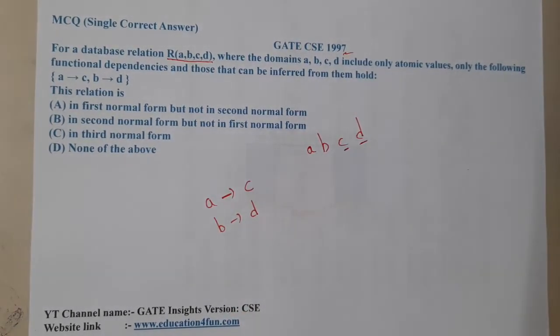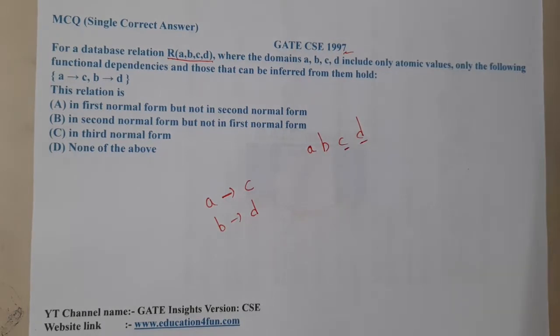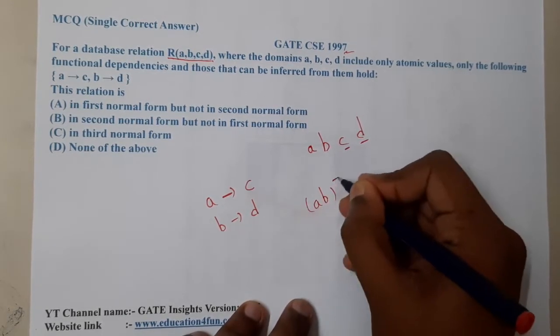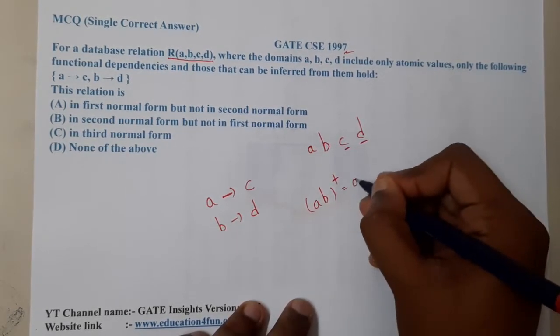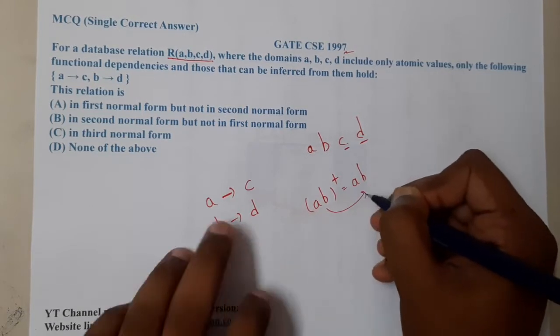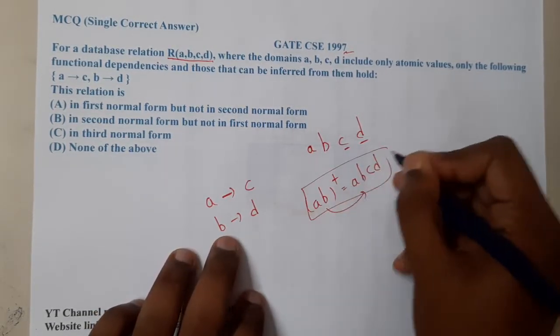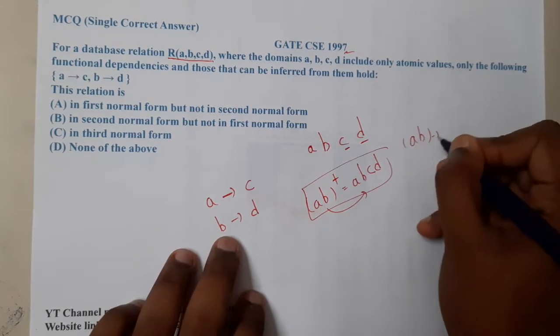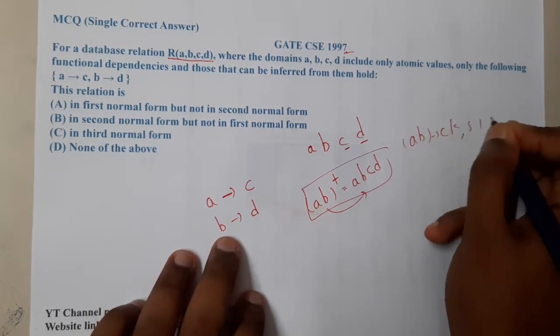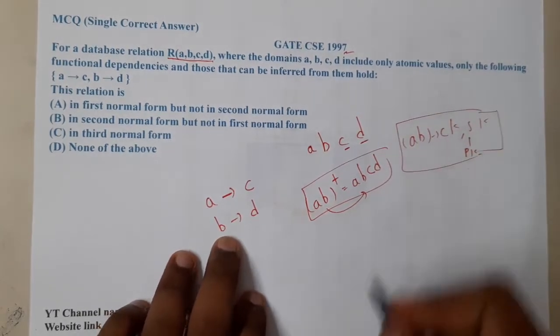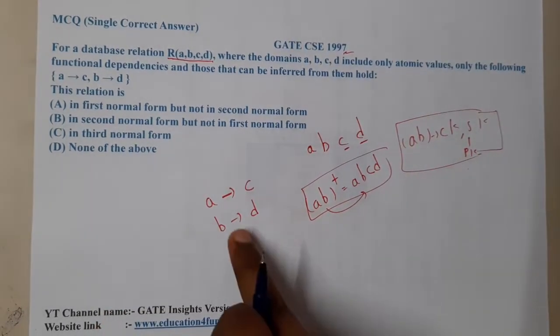Okay, so now what is the thing that is not available? A and B are not available. So let us try to find the closure of A and B. From A and B we can directly get A and B. From A I can get C, from B I can get D. So indirectly AB is nothing but the candidate key, super key as well as primary key, right? Yes. So now we need to find which normal form this belongs to.